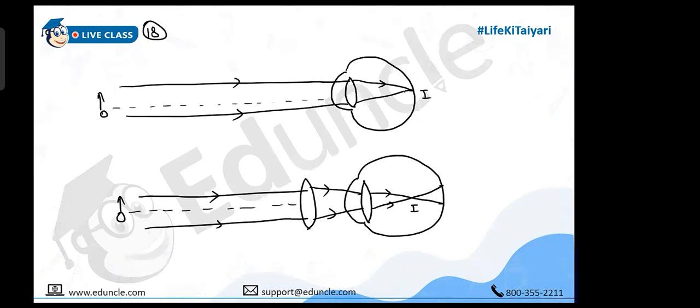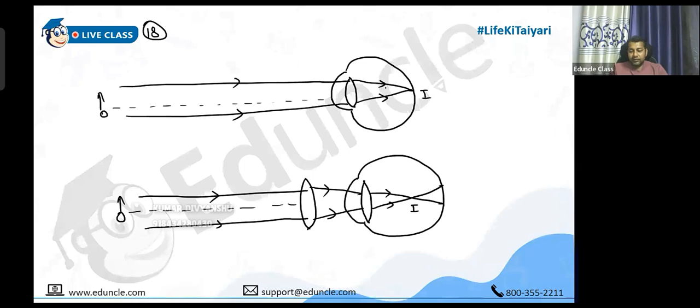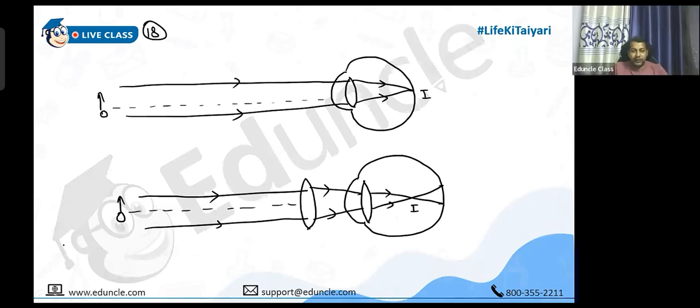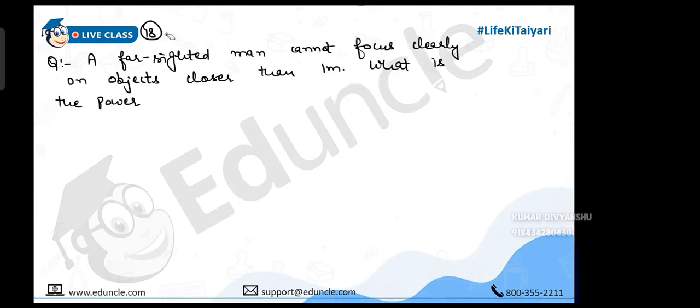Yes sir. Now clear, because the far point is correct for this kind of eye. Only the near point is problematic. Okay. Yes sir. Now clear. Thank you, sir. Means he does not require any kind of spectacle for looking at the far away objects. Yes sir. This is number 19. Okay.